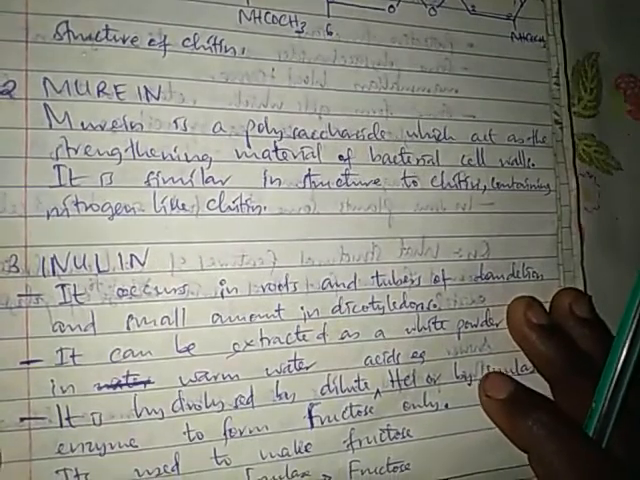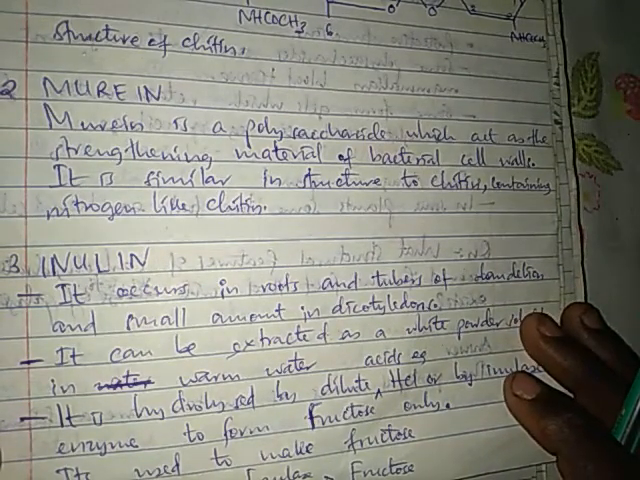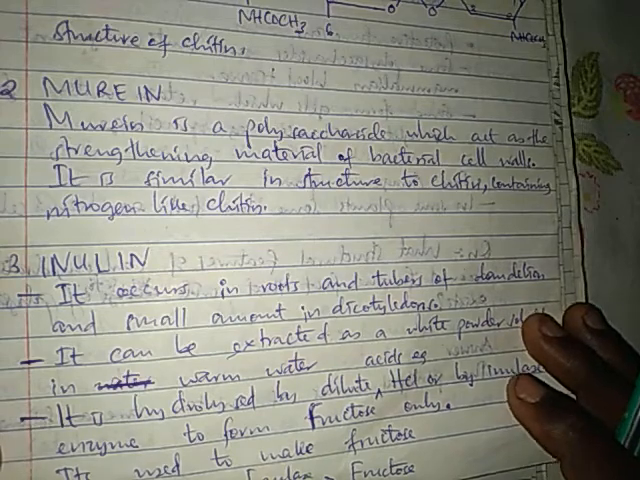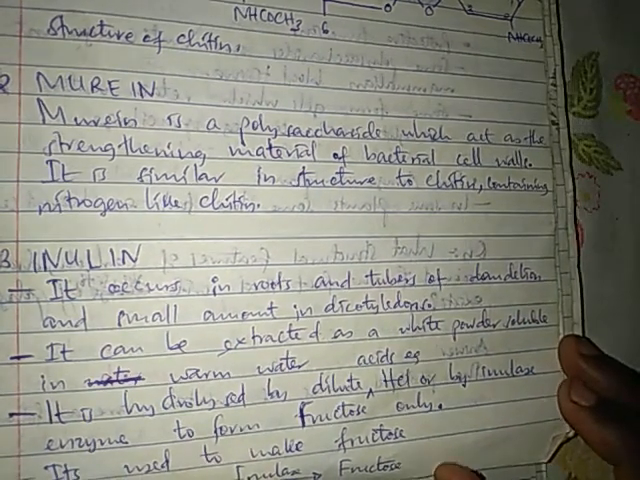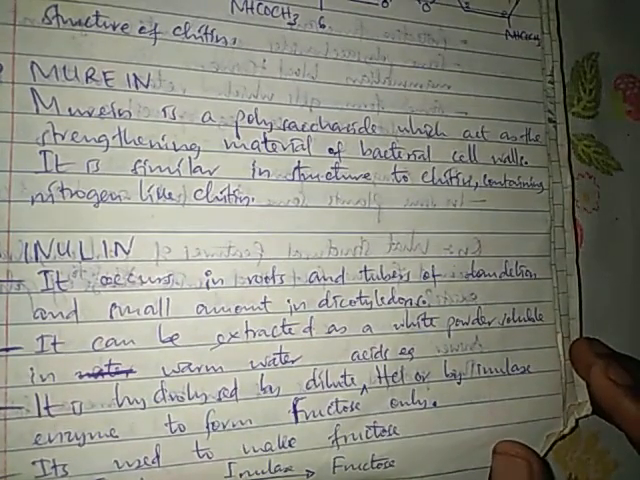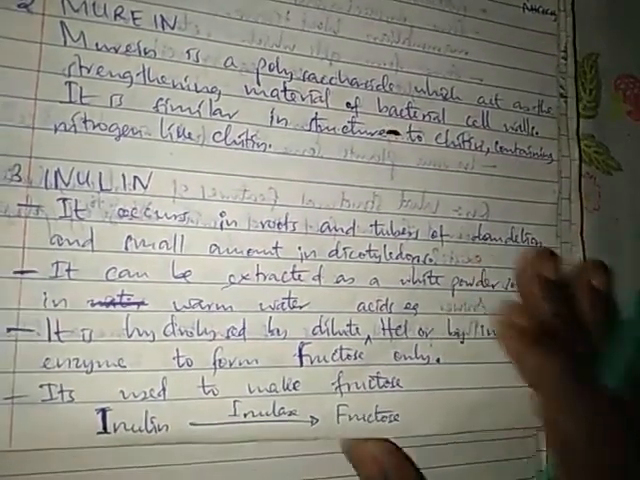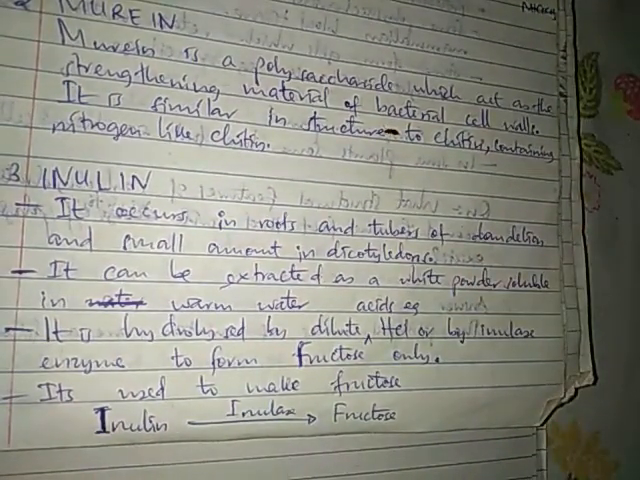Inulin occurs in roots and tubers of dandelion and in small amounts in dicotyledons. It can be extracted as a white powder soluble in warm water. It is hydrolyzed by dilute acids such as HCl or by the enzyme inulase to form fructose only. So inulin is made up of only fructose. That's why on hydrolysis it releases only fructose. As you can see here, inulin, then inulase provides the fructose.